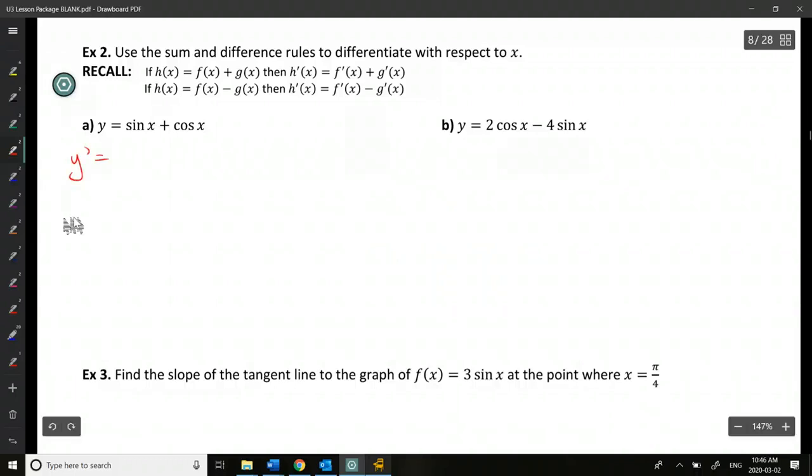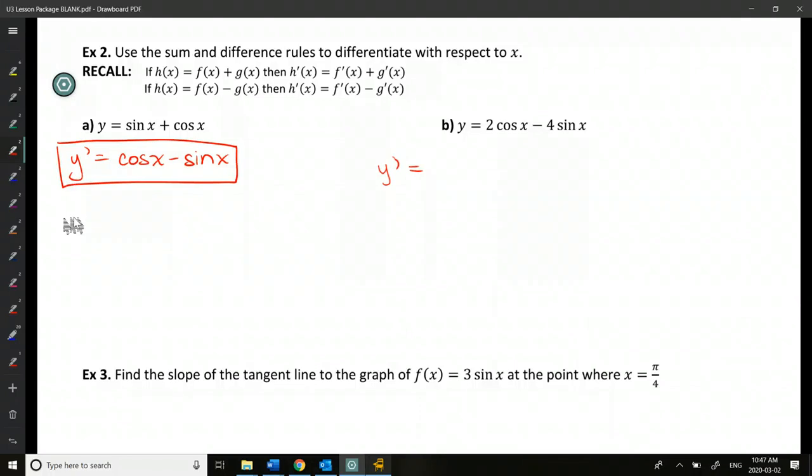So y prime for the first one, anyone want to try this one? Cos x minus sine x. It will be cos x minus sine x, that's right. Okay, and then second one. Anyone want to try this one? Is it just negative 2 sine x minus 1 cosine? It is.